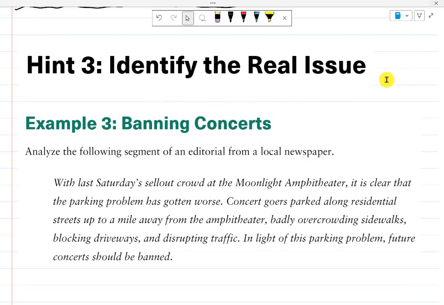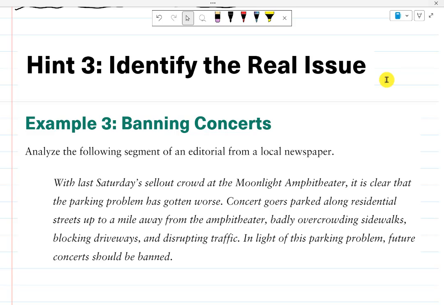Our next one is hint 3, identify the real issue. Here's an example that they use. This was sent into a newspaper's editorial: "With last Saturday's sellout crowd at the Moonlight Amphitheater, it is clear that the parking problem has gotten worse. Concertgoers parked along residential streets up to a mile away from the amphitheater, badly overcrowding sidewalks, blocking driveways, and disrupting traffic. In light of this parking problem, future concerts should be banned."